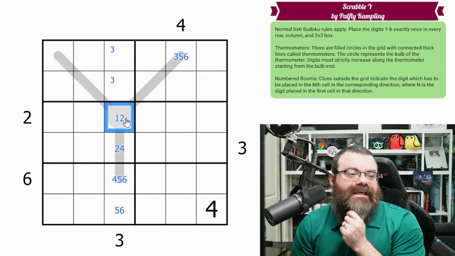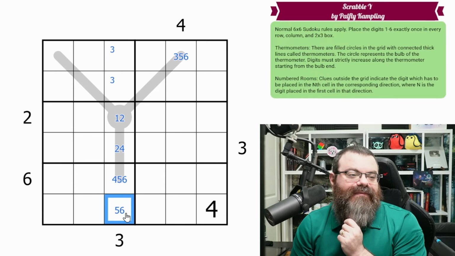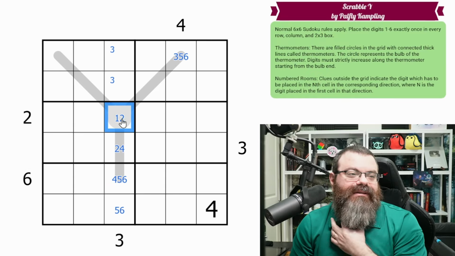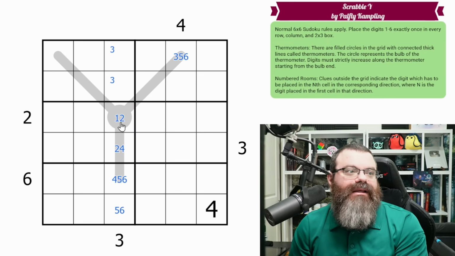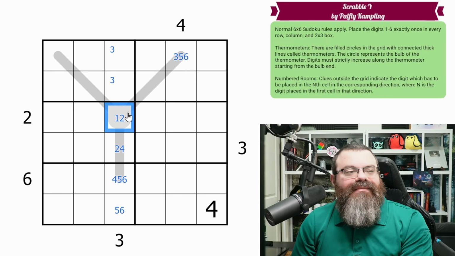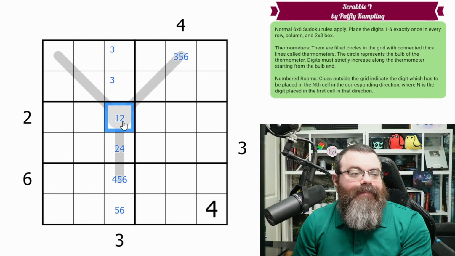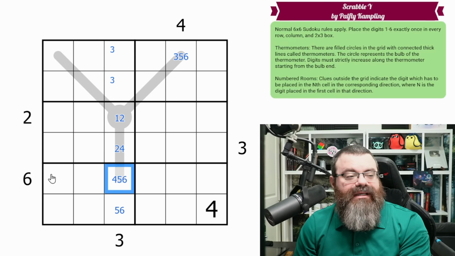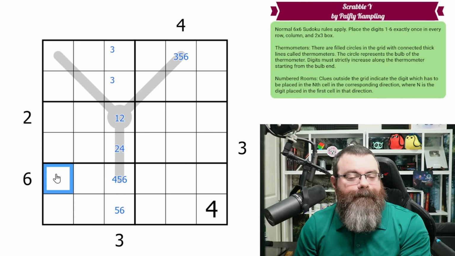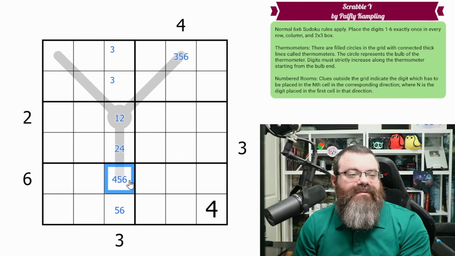This actually can't be a 3 because this can't be a 4. And then it can't be a 4 because this can't be a 5. All right. But making the bulb smaller doesn't actually help a whole lot. If this was a 2, this would be 3. That seems okay. Put 3 down here. Now, if this was 6, this would be 3.